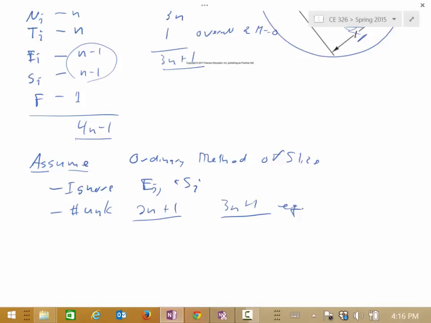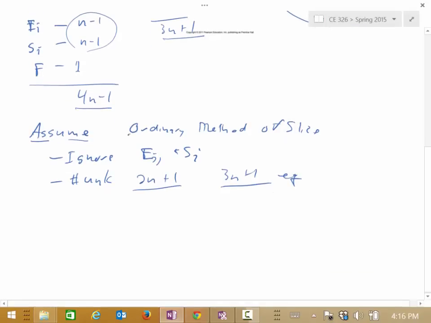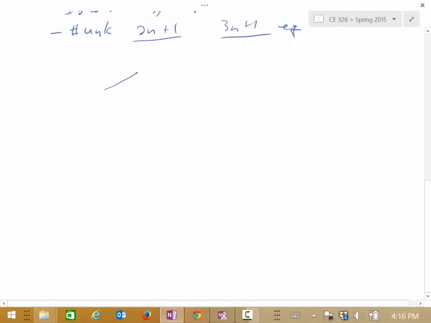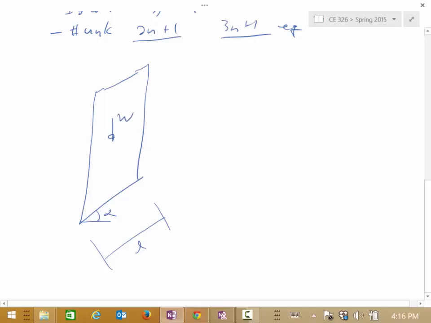All right, so here's how we're going to do that analysis. For the ordinary method of slices, here's our slice for any generic slice. This is going to be alpha. The length of the slice here is going to be L. And I know alpha, and I know W. I'm just going to calculate W from the area of the slice times the unit weight of the slice. If I got multiple layers of soil in the slice, then I'll have to calculate the area for each soil.